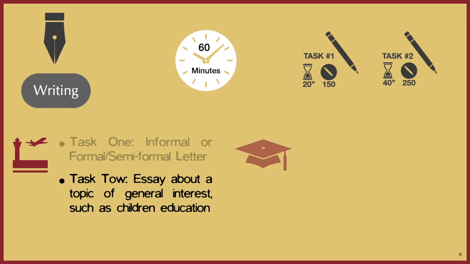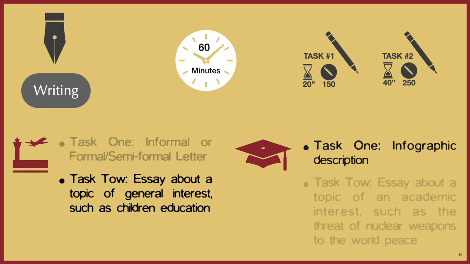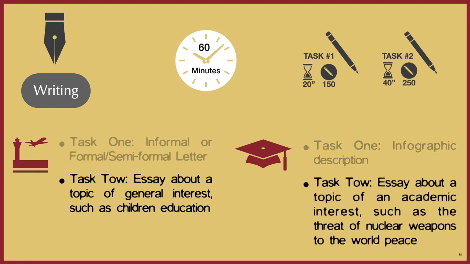In the academic module of the IELTS exam, you'll find task 1 asking you to write an infographic description of a map, table, process diagram, bar chart, pie chart, or a line graph. In task 2, you're required to write an essay about a topic of an academic interest, such as the threat of nuclear weapons to the world peace.